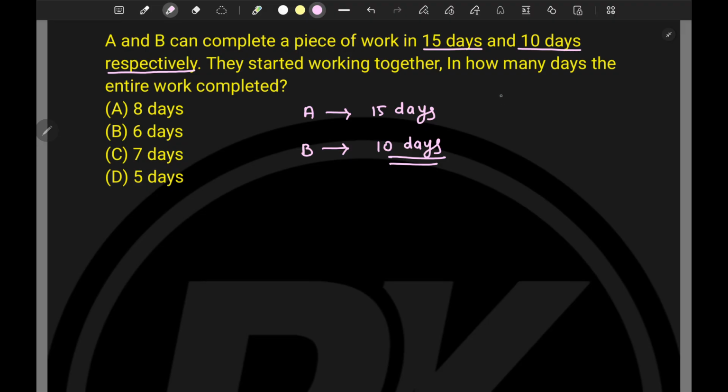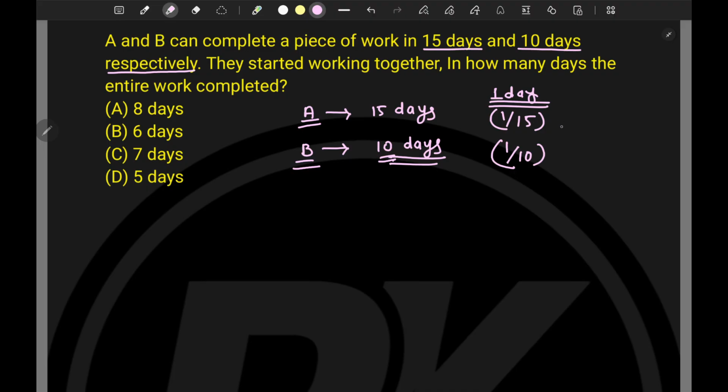Now tell me, just now we have seen if A is taking 15 days to complete one work, that means in one day, how much work will he complete? It will be 1 by 15, right? And B is completing the work in 10 days, that means in one day he will complete 1 by 10th of work.